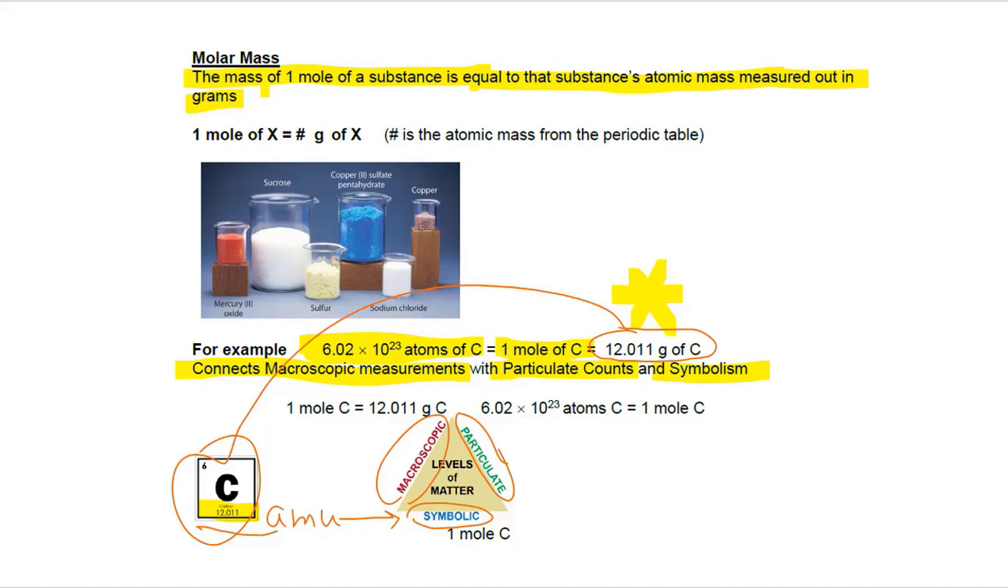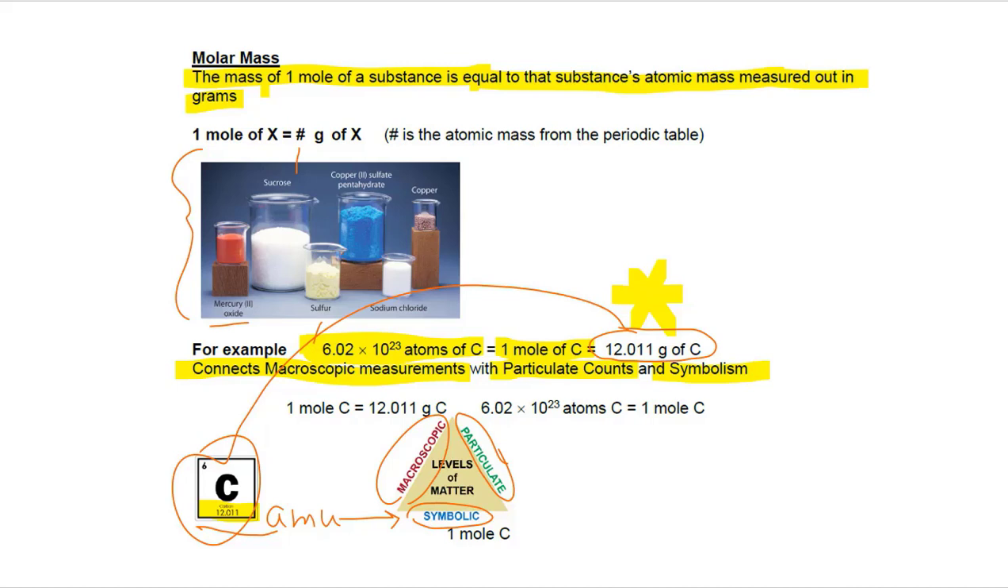Here's a picture of 1 mole of a bunch of different substances. We can see 1 mole of mercury(II) oxide, 1 mole of sucrose, 1 mole of sulfur, 1 mole of copper(II) sulfate pentahydrate, 1 mole of sodium chloride, 1 mole of copper. Notice that they all look like different amounts, but that's not the case. They're all the same amount. There are 6.02 times 10 to the 23rd atoms of each of those substances, and they all weigh differently, but they're all 1 mole of something.